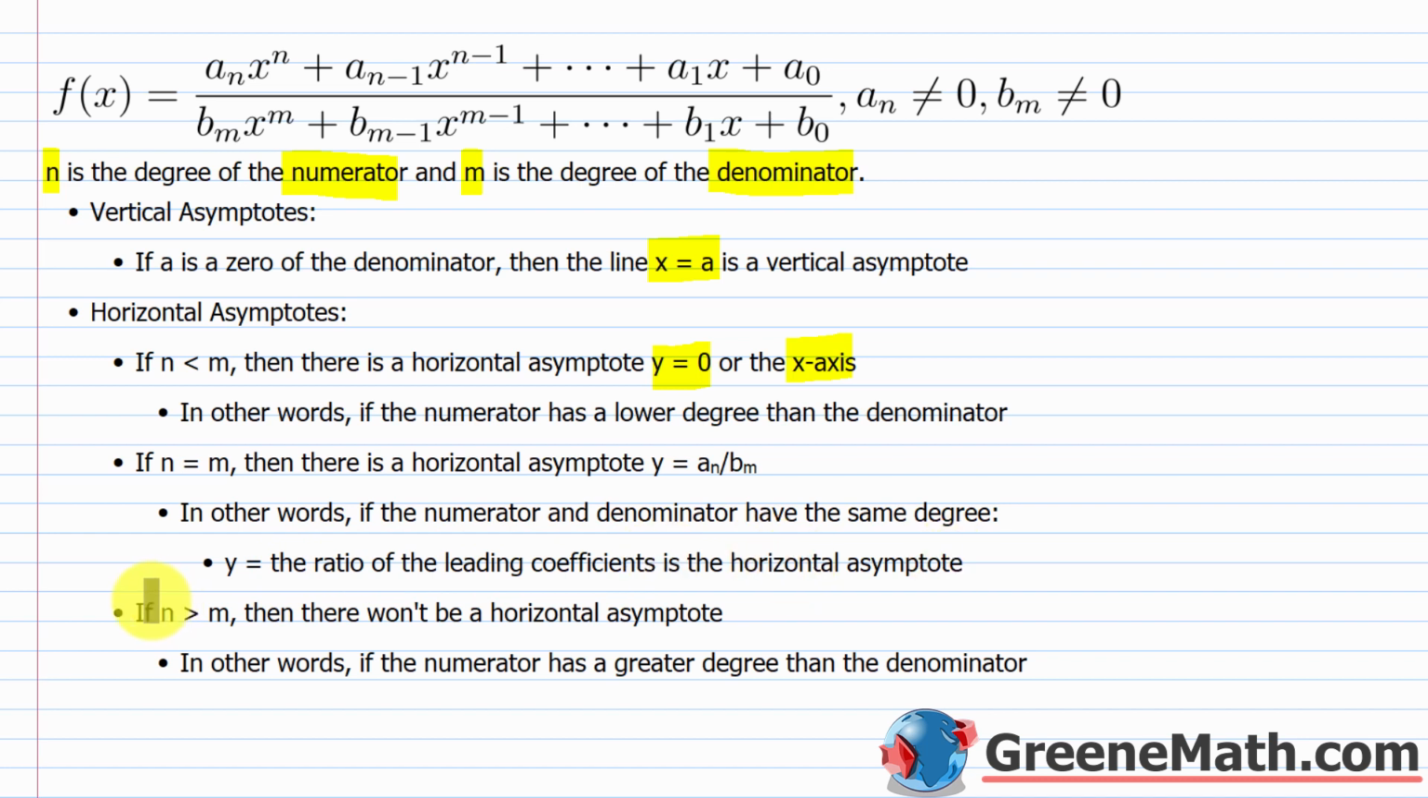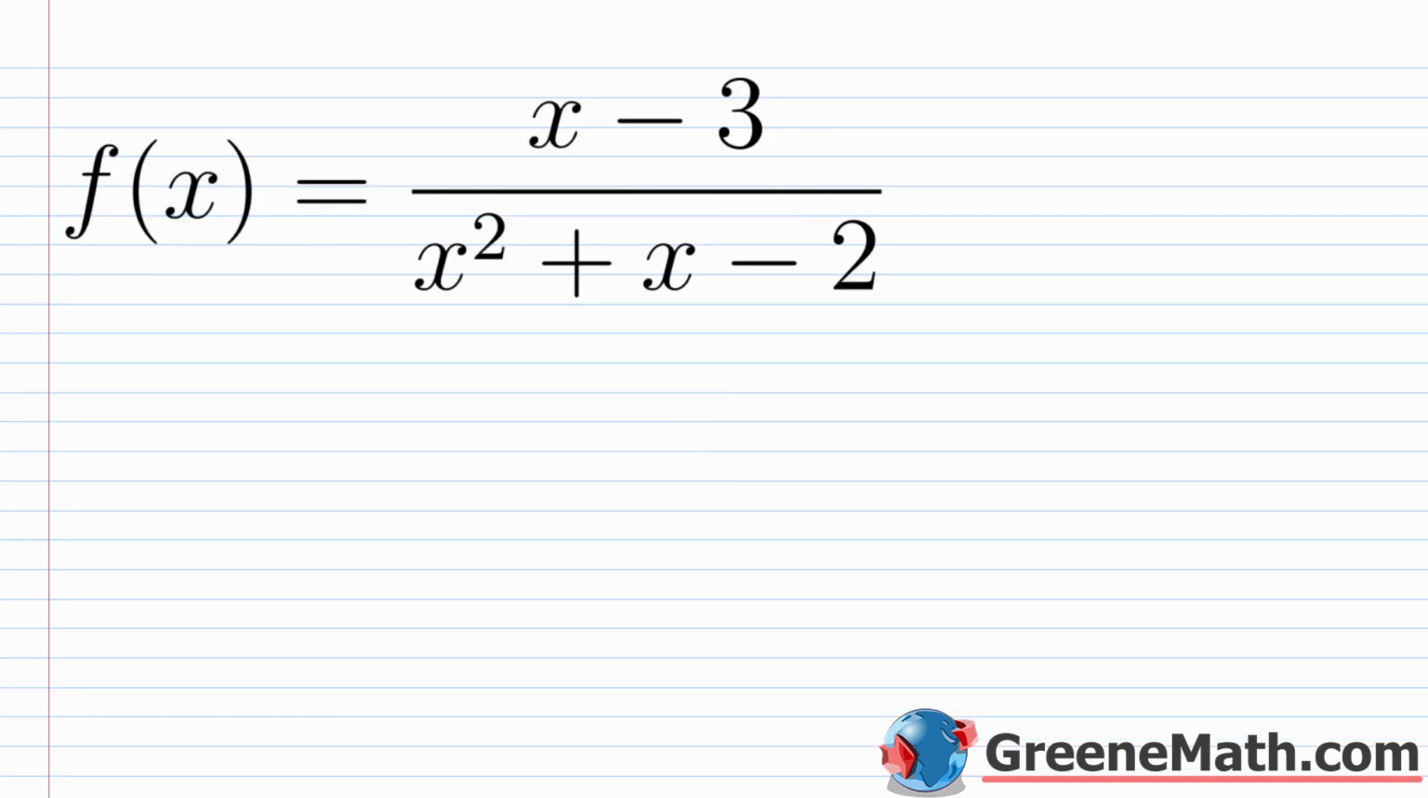Then lastly, if n is greater than m, then there won't be a horizontal asymptote. So in other words, if the numerator has a greater degree than the denominator, you just won't have a horizontal asymptote. You could have something called a slant asymptote or an oblique asymptote, and that's when the degree in the numerator is exactly one more than the degree in the denominator. And I'll give you an example of that here momentarily. All right, let's look at some examples.